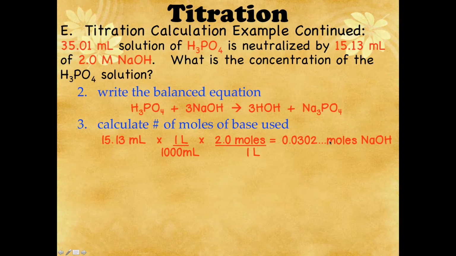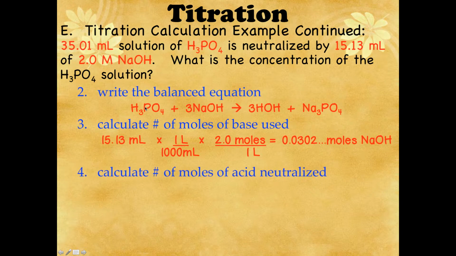Okay, so now I've got my moles of NaOH. But remember, the goal is molarity of acid, and molarity is moles over liters. So now that I have moles of base, I can use stoichiometry, the balanced equation ratio, to get from moles of NaOH to moles of acid. So now I can calculate the moles of acid neutralized.